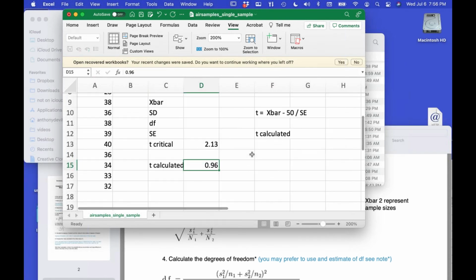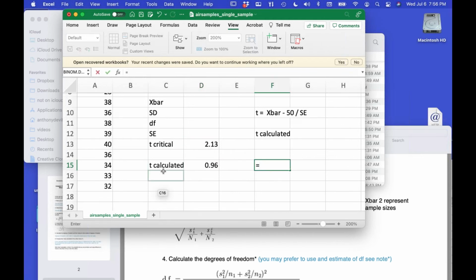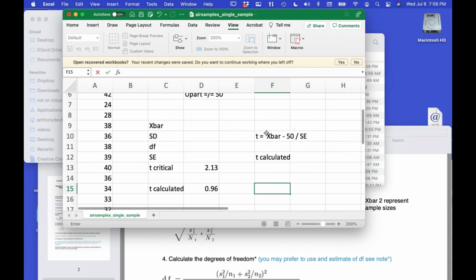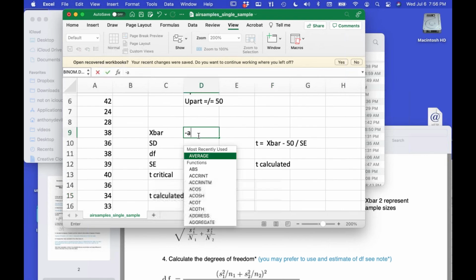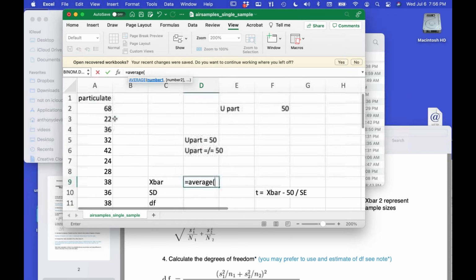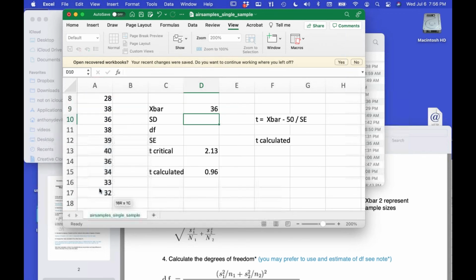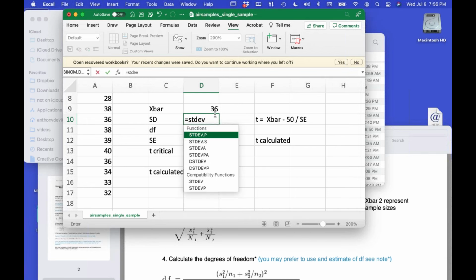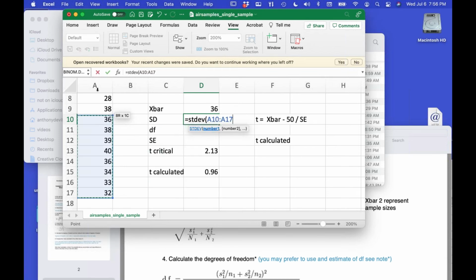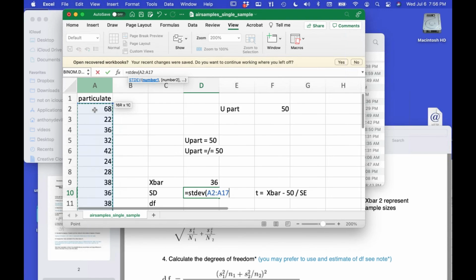Parentheses, and I can take the average of all of this, and that's our average. Our standard deviation, those same numbers, is going to be this, and our degrees of freedom is going to be 16 minus 1, which is 15. Our standard error is going to be equal to my standard deviation divided by the square root of my sample size. My sample size is 16, so that's divided by 4.